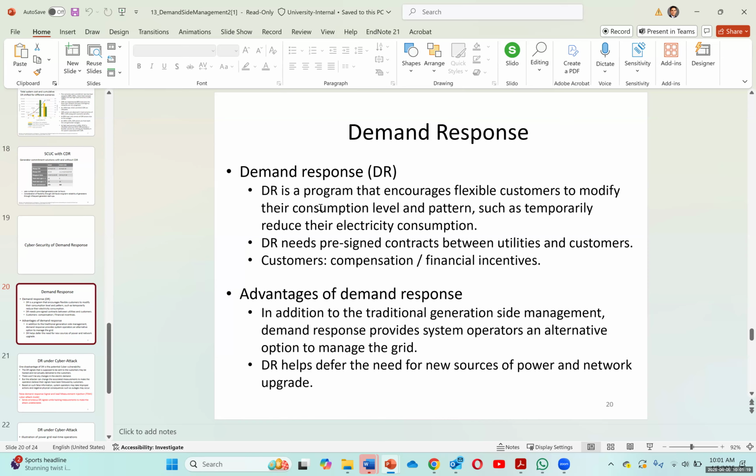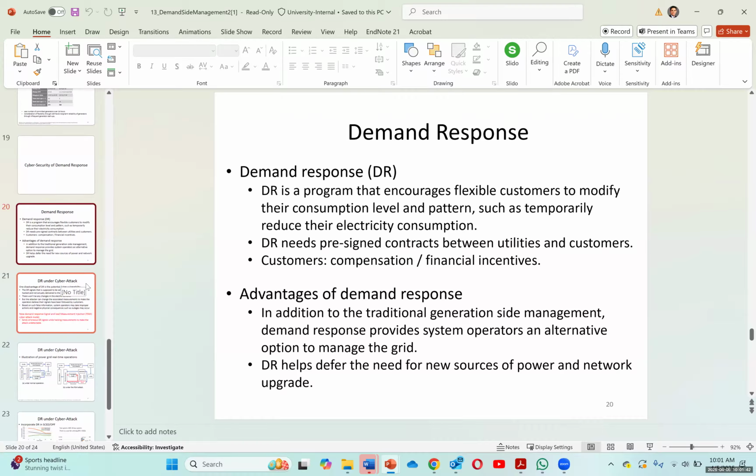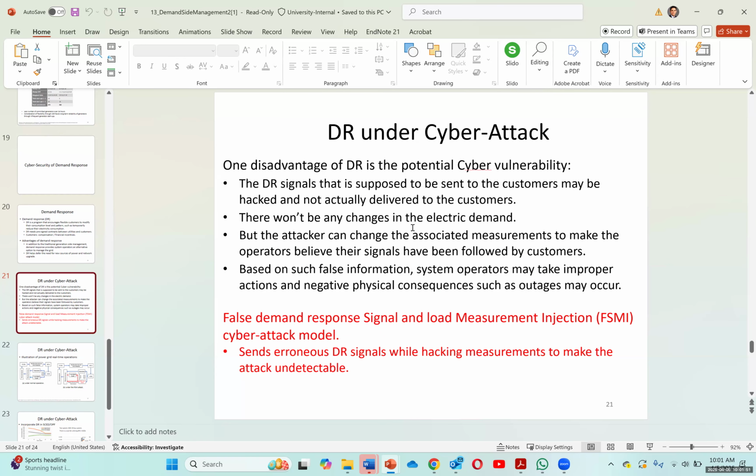The advantages of demand response are, in addition to the traditional generation side management, demand response provides system operators an alternative option to manage the grid. The DR helps defer the need for new sources of power and network upgrades. As mentioned, we don't need to have idle generators, extra capacity of generations, and it's going to reduce the investment, the CapEx and OpEx significantly. But there is a problem. One disadvantage of DR is potential cyber attacks and cyber vulnerabilities.